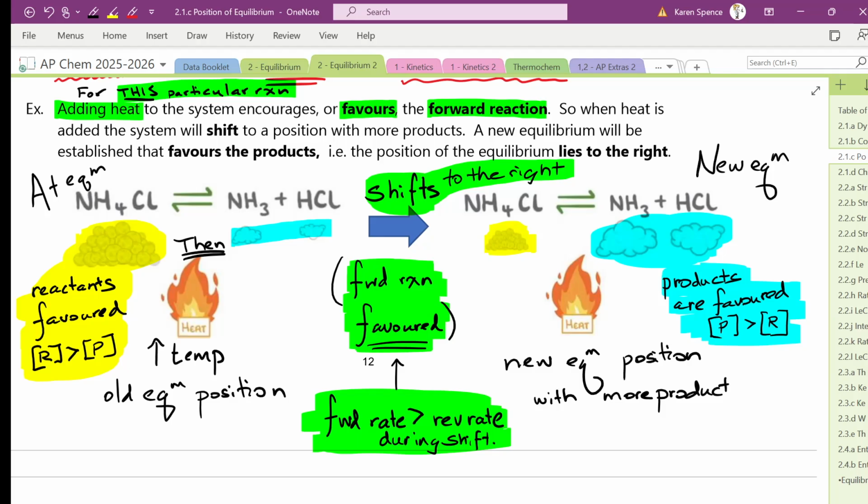Okay, so we have an old equilibrium. We changed the conditions, we changed the temperature, and it shifted. During the shift, the two rates were not equal. When we got to our new equilibrium, now the rates again are equal.